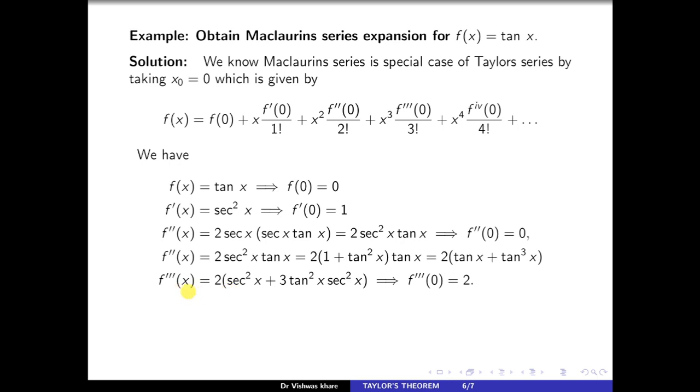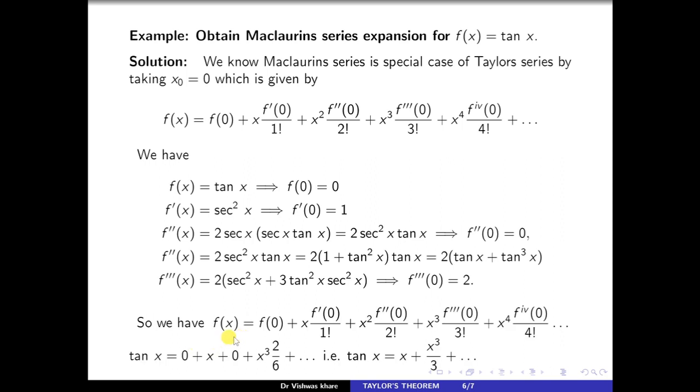So for f'''(x) we will find the derivative of this term. So f'''(x) is 2, derivative of tan x is sec square x, plus derivative of this is 3 tan square x and derivative of tan x is sec square x. So this expression comes. So f'''(0), because tan 0 is 0, this expression becomes 0, sec 0 is 1. So ultimately this is equal to 2.